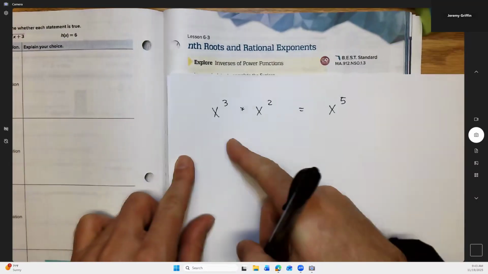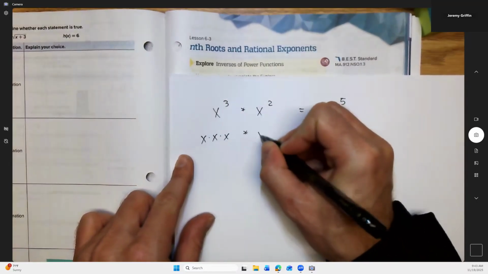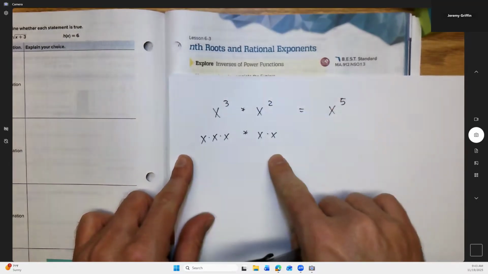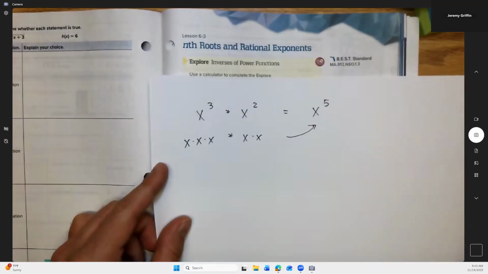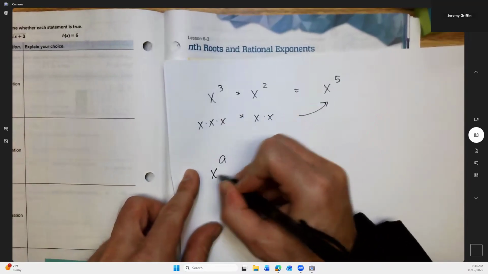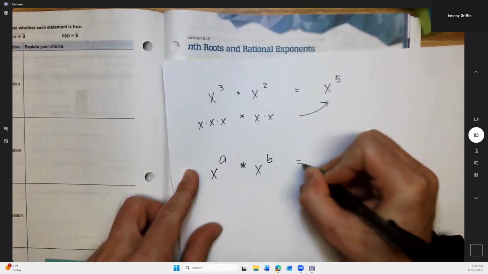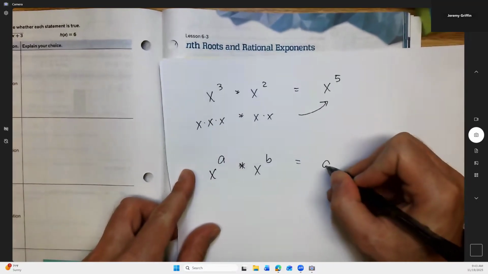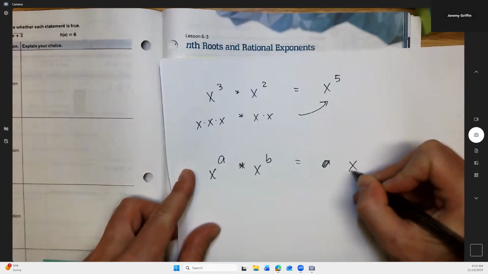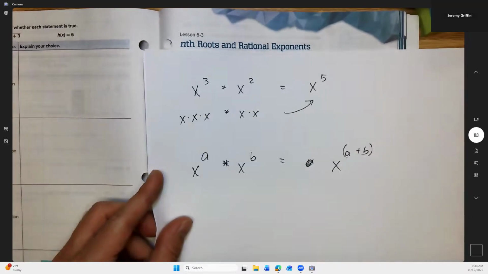Now if you wrote this out in expanded form, it would be x times x times x, and then over here, x times x. So you're multiplying x together 5 times. Can you generalize that rule? What if you have x to the power of a multiplied by x to the power of b? What's the general rule? Yes, x to the power of a plus b. You can just add the powers together.